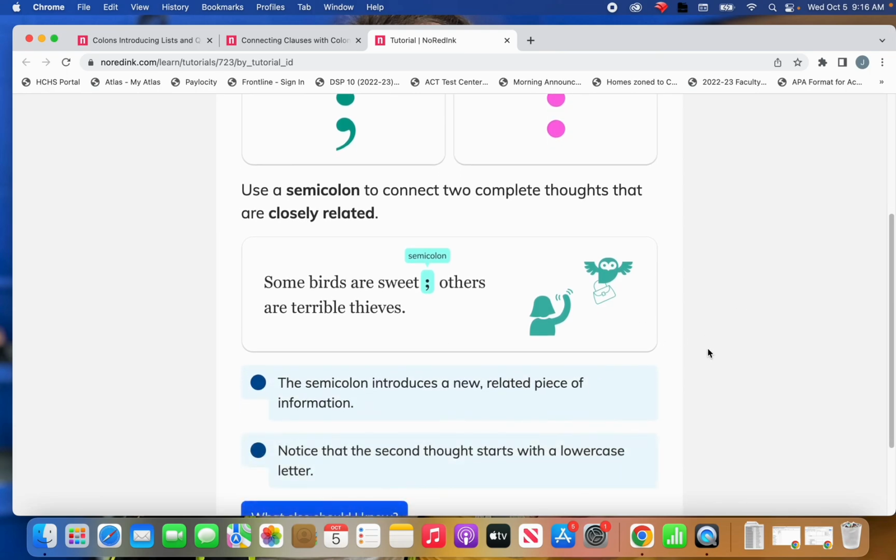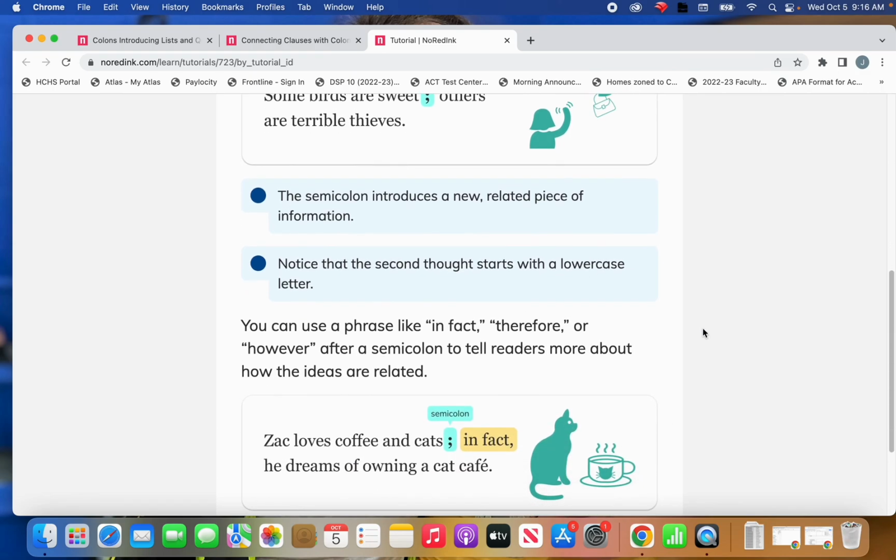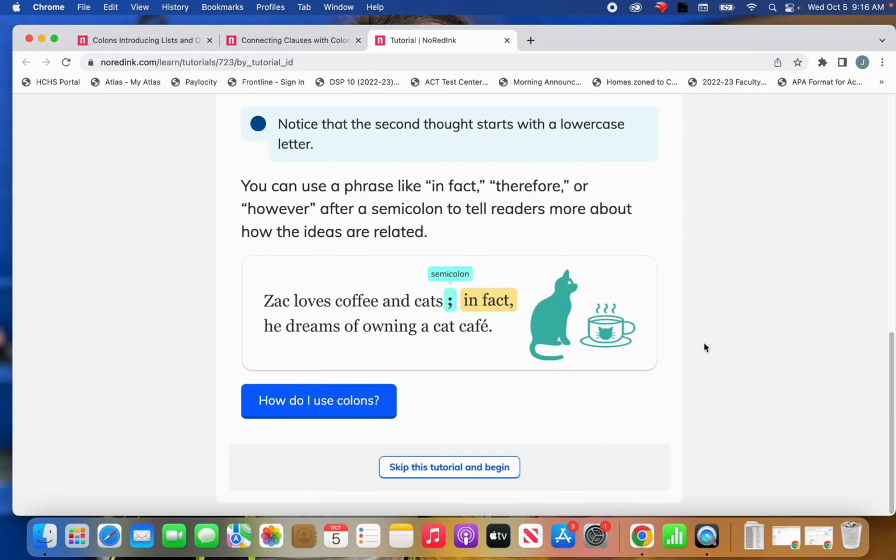So the semicolon introduces a new related piece of information. Notice, and this is really important, that the second thought starts with a lowercase letter. If you're connecting two complete thoughts with a semicolon, you do not capitalize the first word that comes after the semicolon, even though it is technically a complete sentence. You can also use a phrase like in fact, therefore, or however after a semicolon to tell readers more about how the ideas are related. But again, notice the capitalization, that the first letter of the first word after the semicolon is not capitalized.